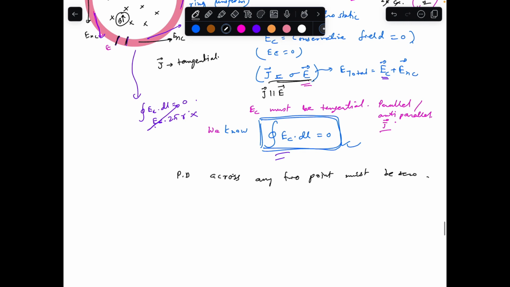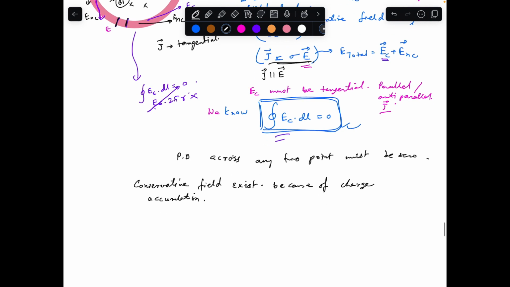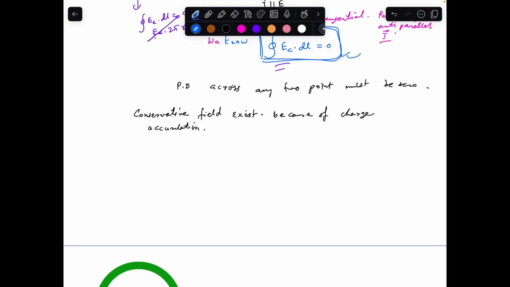Now, how is a conservative field generated? Very basic fundamental: a conservative field exists in any region because of charge accumulation. If there is charge accumulation, then only a conservative field will be there. Otherwise, there won't be any conservative field. Okay, so if I consider a non-uniform ring.